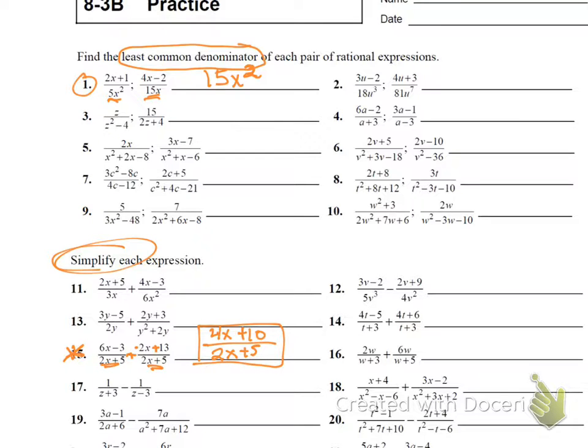Okay? But if they're not the same, like in 13, right, you would want to factor first, and then you have 2y and a y plus 2. So you'd have to multiply this one by y plus 2 on top and on bottom, and then go ahead and simplify.